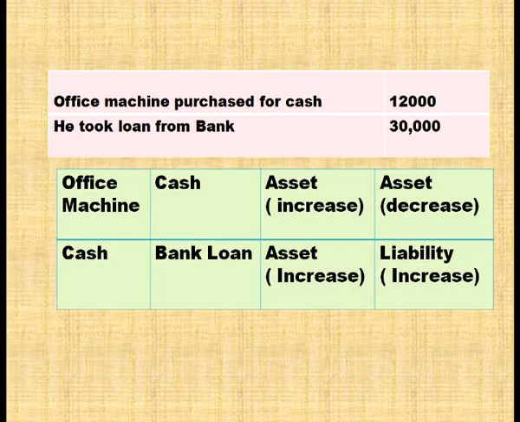Another transaction, office machine purchase for cash. Office machine being an asset, it is one aspect and cash is the other aspect. Office machine is an asset. Rule for asset account, when asset is increased, it is debited. So, office machine is debited. And cash is going from the business, asset is decreasing, so cash account is credited. Office machine account debited, cash account credited.